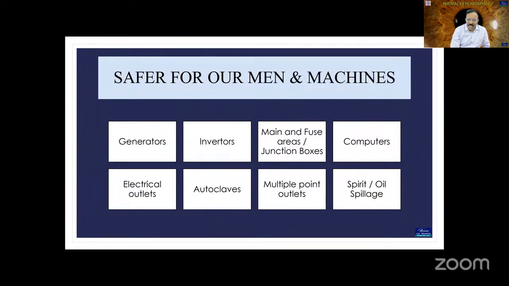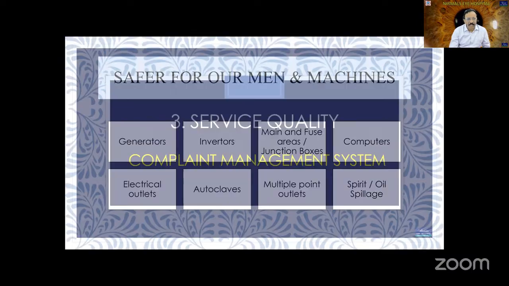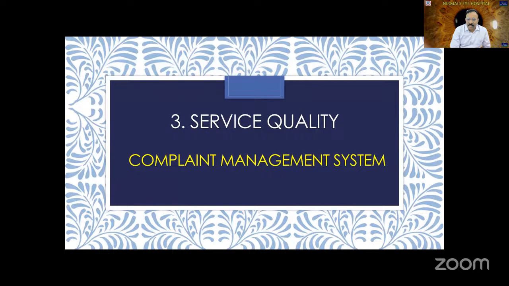And apart from this safety, we also need to have a safer facility for our men and machines. You need to have generators, backup, and we deal with a lot of computers and software. So you need to have appropriate power supply for them. And of course, our autoclave has to have backup. We need to have a Class B autoclave for the safety of our equipment, as well as for phaco machines and similar machines. The fourth aspect is service quality.